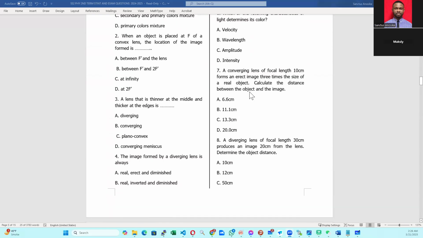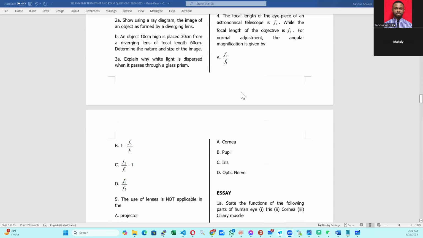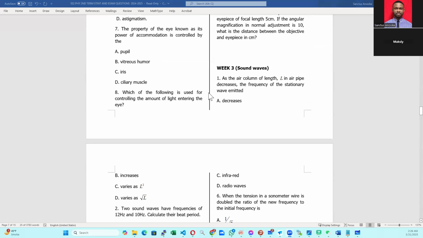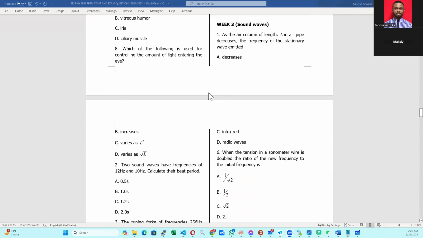You see, we don't really have much to worry your head about. I've answered almost all the questions here. When the length of the air column decreases, the frequency increases. If you remember, we have F varies as 1 over L. So if this decreases, this will increase. Inversely proportional. That's the law, if you remember.